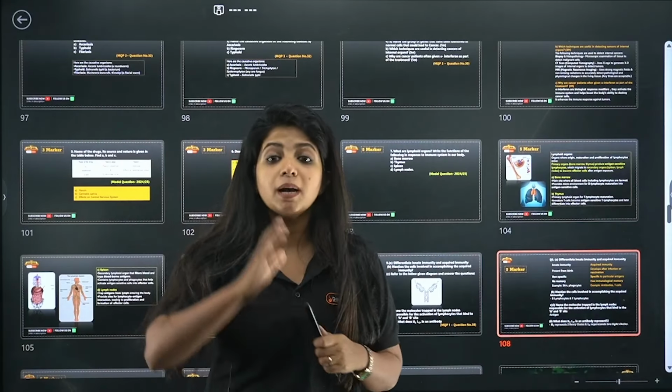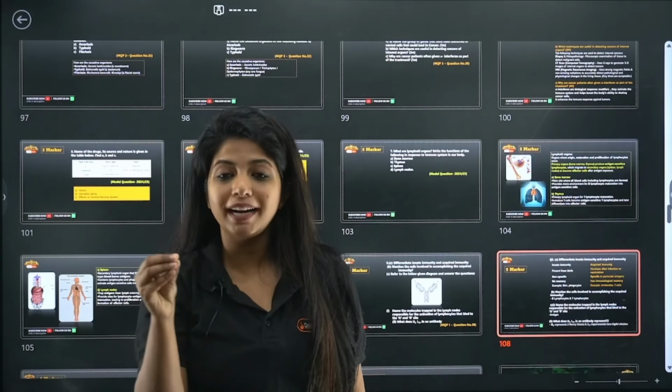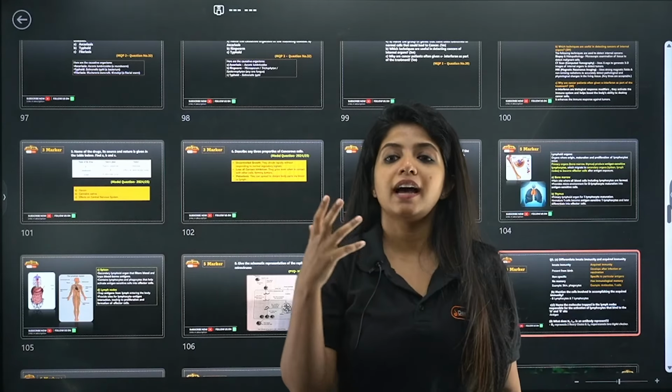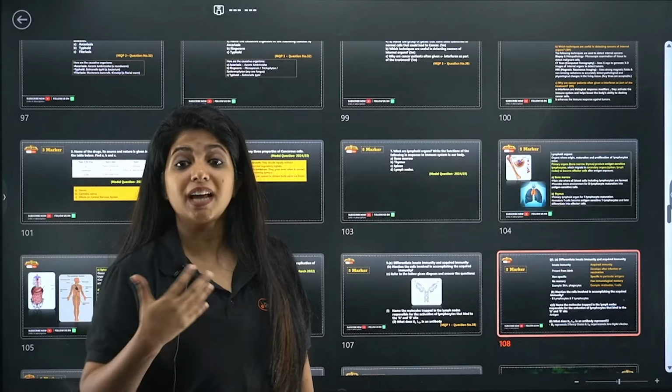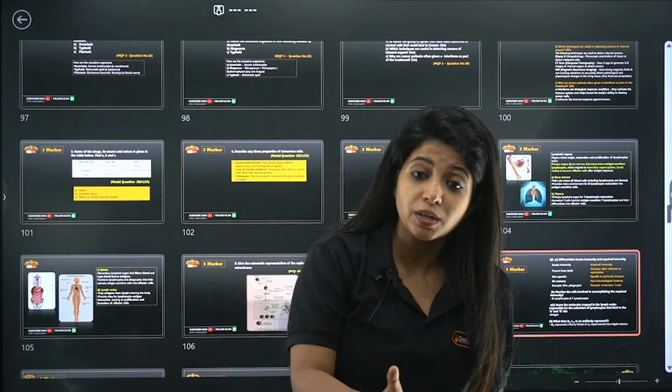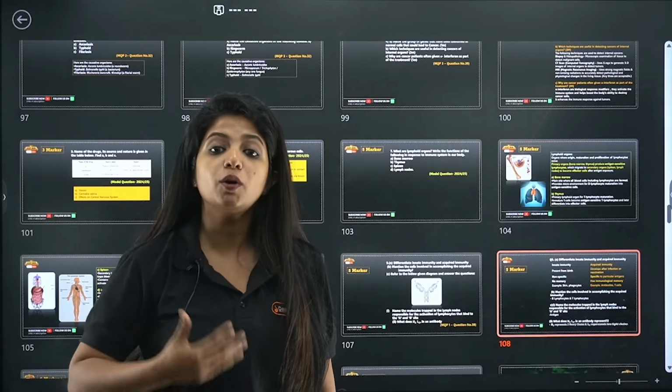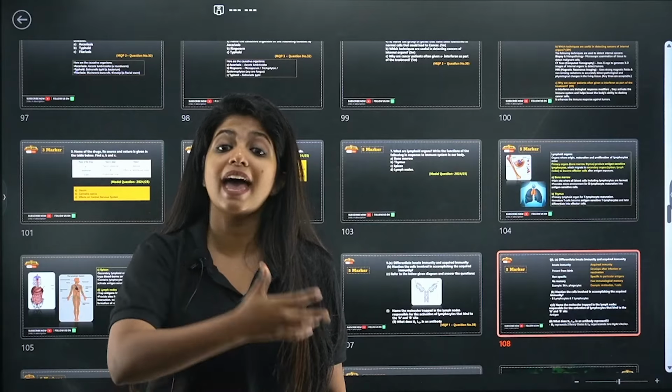Apart from that, if someone comes with a snake bite, my dear children, they are given antivenom. What does this antivenom contain? It contains ready-made antibodies. So this is a type of passive immunization. If ready-made antibodies are given, this is passive immunization. If your body is producing the antibodies by itself, it is active immunity.